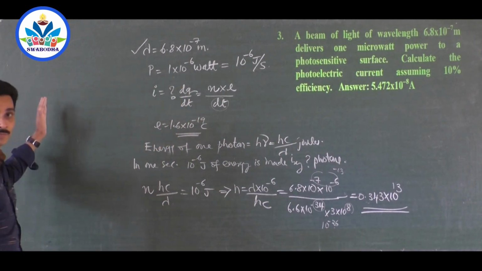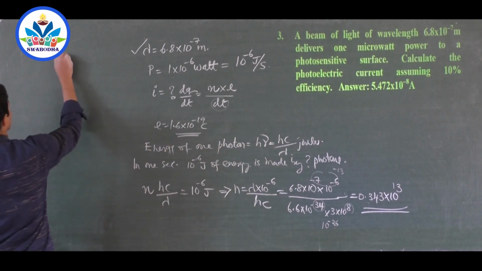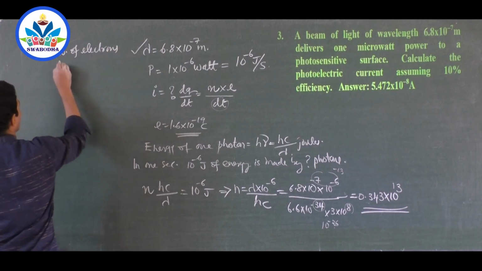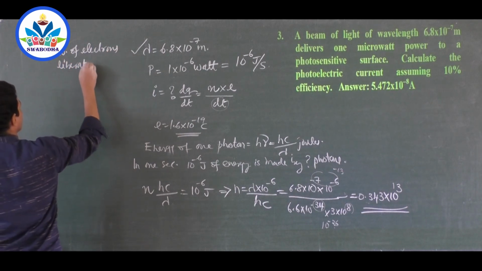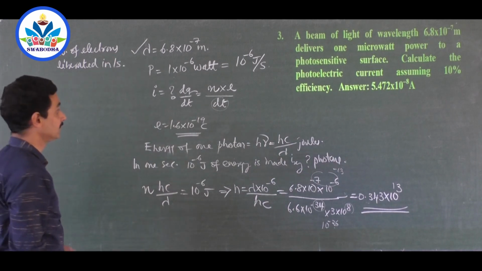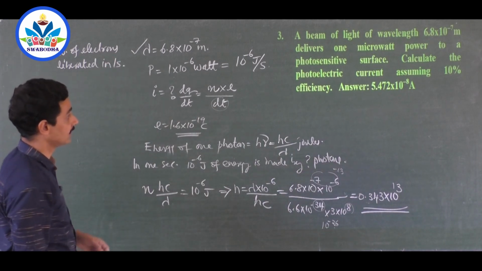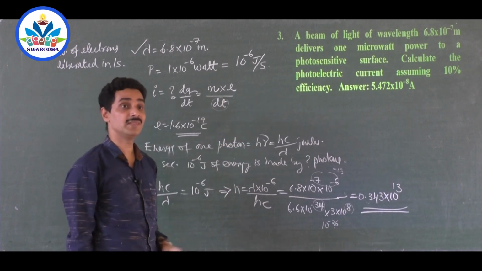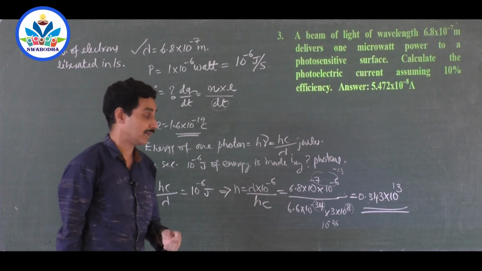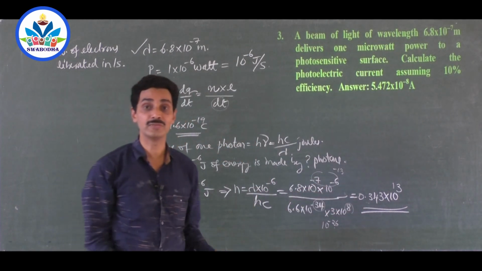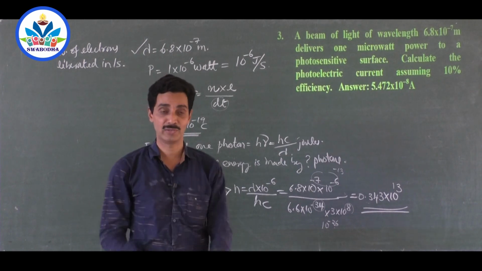Shall I write it here? Number of electrons liberated in 1 second, assuming that it is 10% efficient. Photoelectric current assuming 10% efficiency. That means only 10% of these photons will be able to remove the electrons. That one you have to remember.